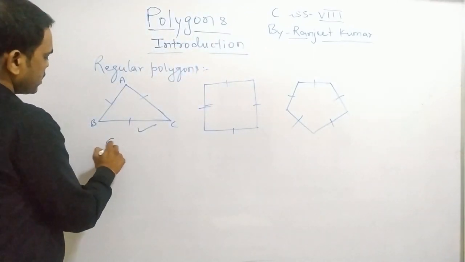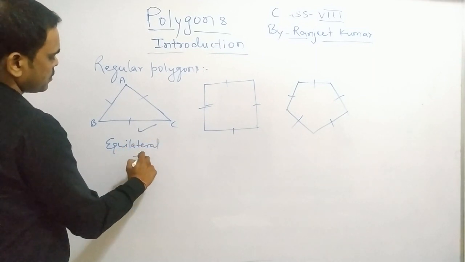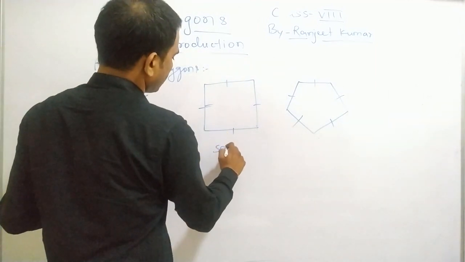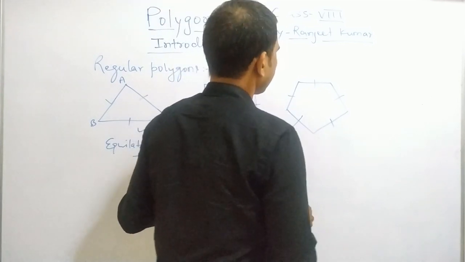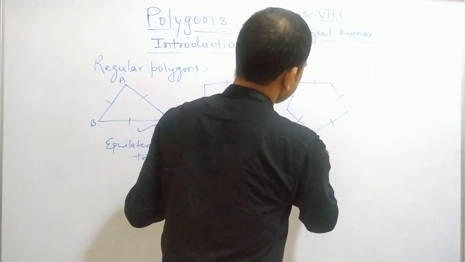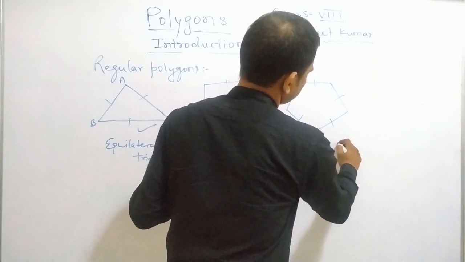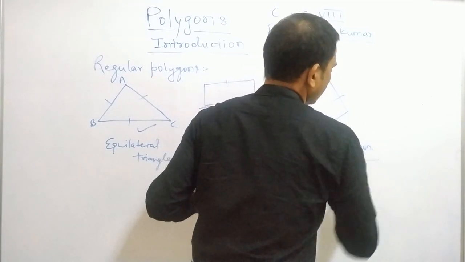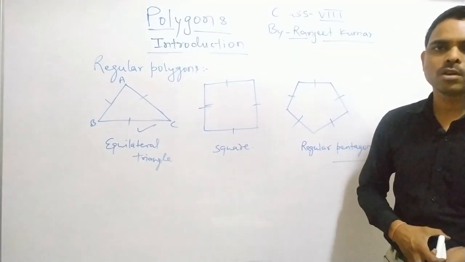We call it equilateral triangle. This is square, and for this pentagon, as all the sides are equal, we say it is regular pentagon. And like this, regular pentagon, regular hexagon, regular heptagon.